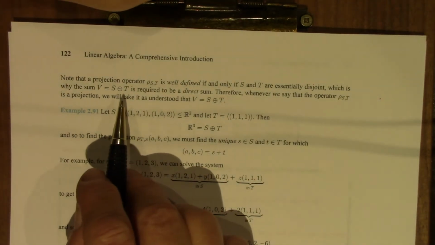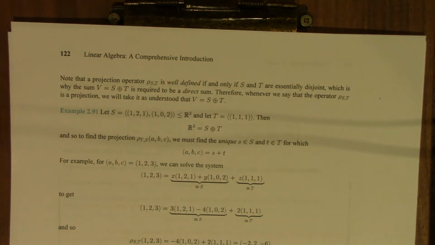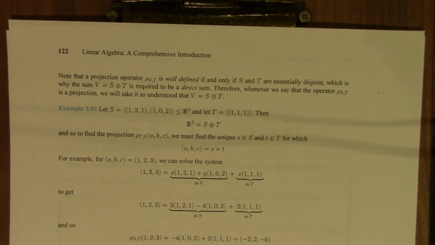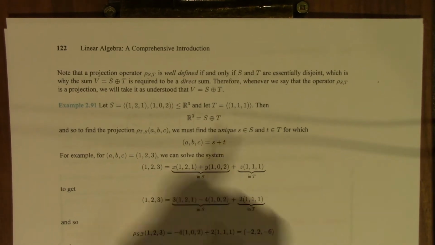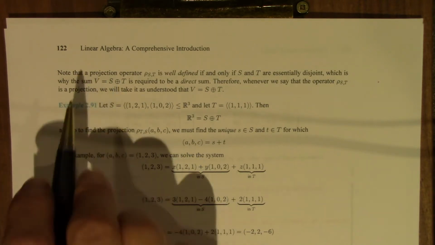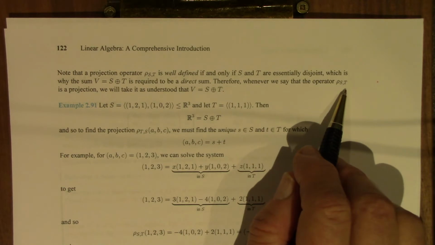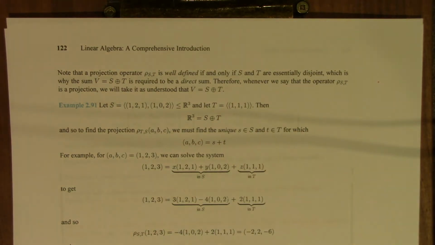Note that the projection operator, rho sub S,T, is well defined if and only if S and T are essentially disjoint. So the projection operator only makes sense when this sum is a direct sum. So whenever we refer to an operator, rho sub S,T, and call it a projection, we will just assume that you understand that V is a direct sum of S and T.